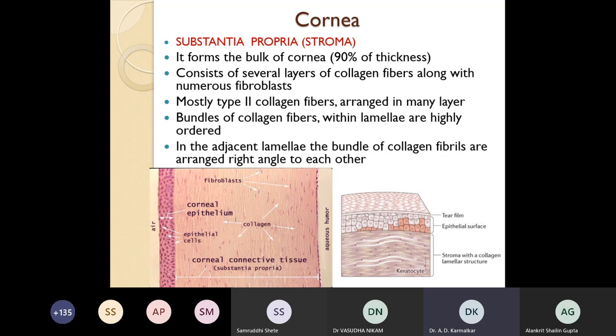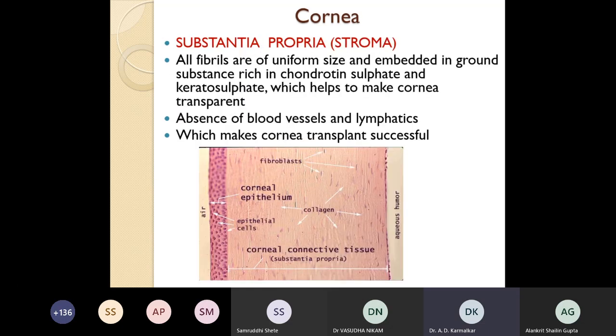The arrangement of the fibers, the collagen fibers, as well as the ground substance which is present here, along with that, you can see this arrangement of the fibers in this schematic diagram. The fibers are of uniform size, and they are embedded in the ground substance. So these are sulfated glycosaminoglycans, rich in chondroitin sulfate and keratan sulfate. This will help make the cornea transparent.